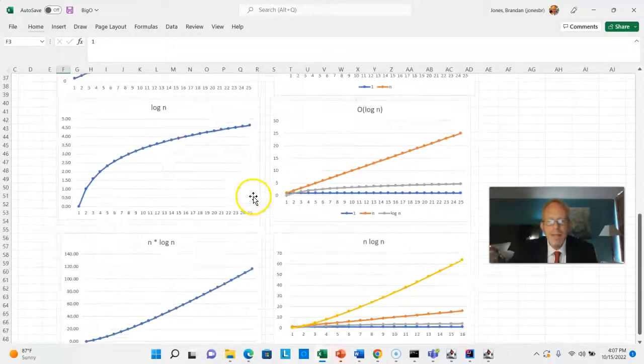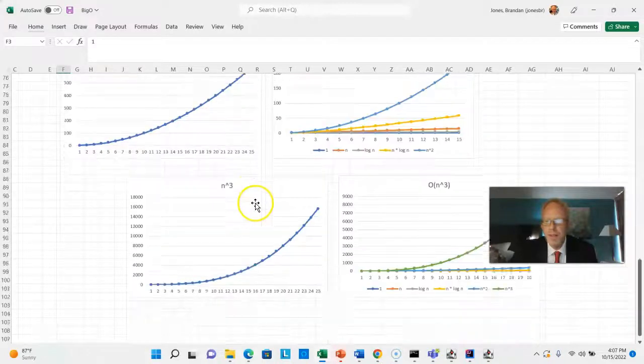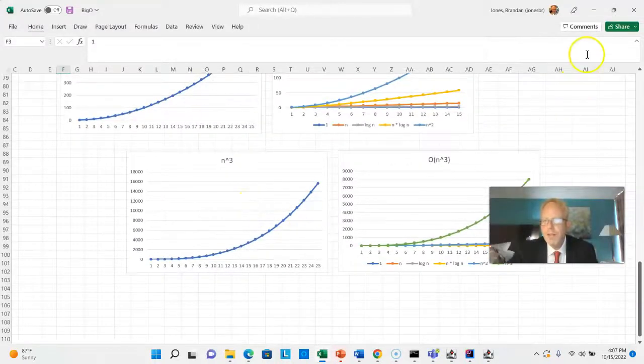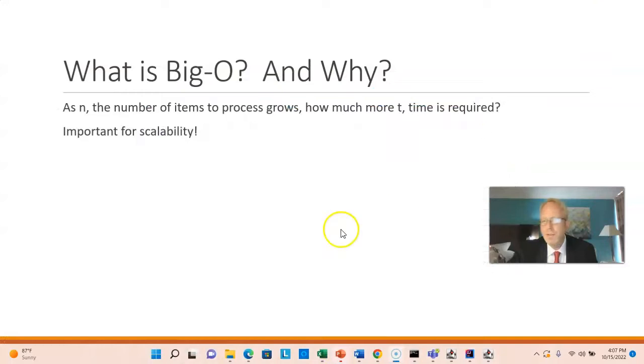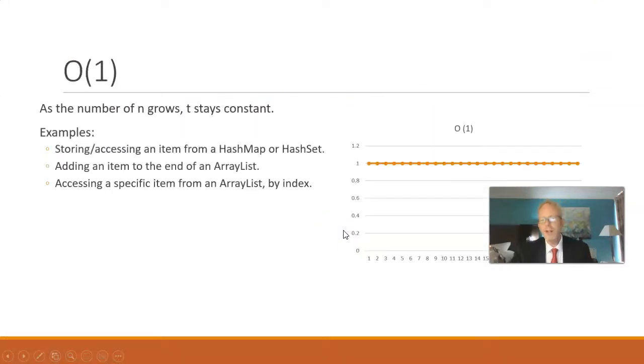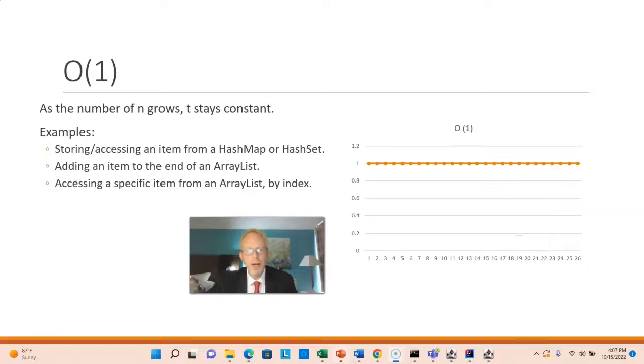So I mapped these out and put those into the presentation that we're about to jump into so that we can take a look at these and do some compare and contrast. So let's start with O(1). This one's the holy grail.